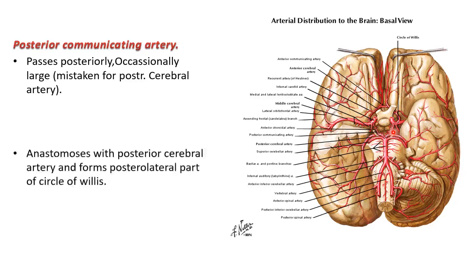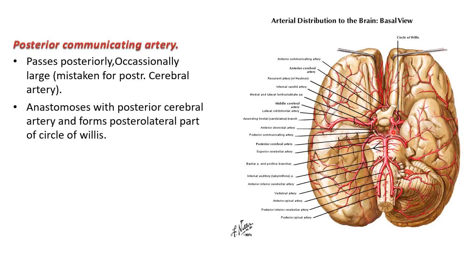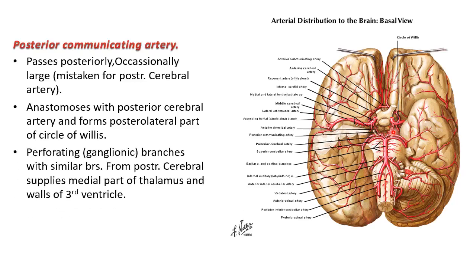As I told you, this is about the anastomosis, and I will come to the circle of Willis after a short while, after describing your internal carotid and vertebro-basilar arteries. The posterior communicating artery gives perforating, or ganglionic, branches, similar to the branches of the posterior cerebral artery. It gives mainly branches to the thalamus and also along the walls of the third ventricle. So that is your posterior communicating artery, which you are able to see here.